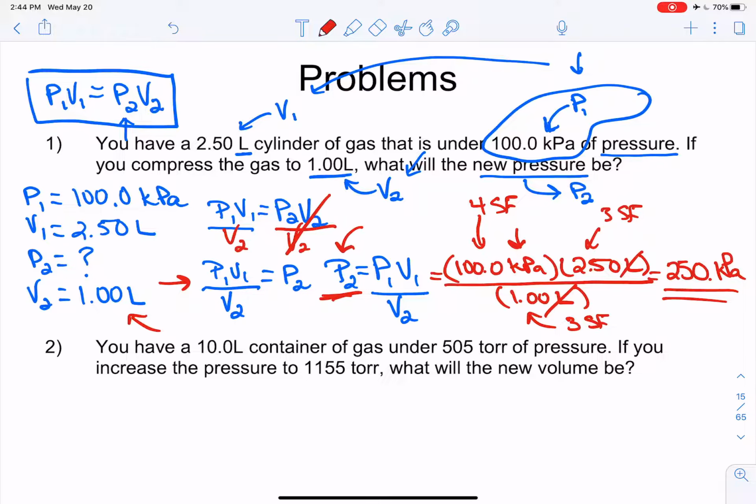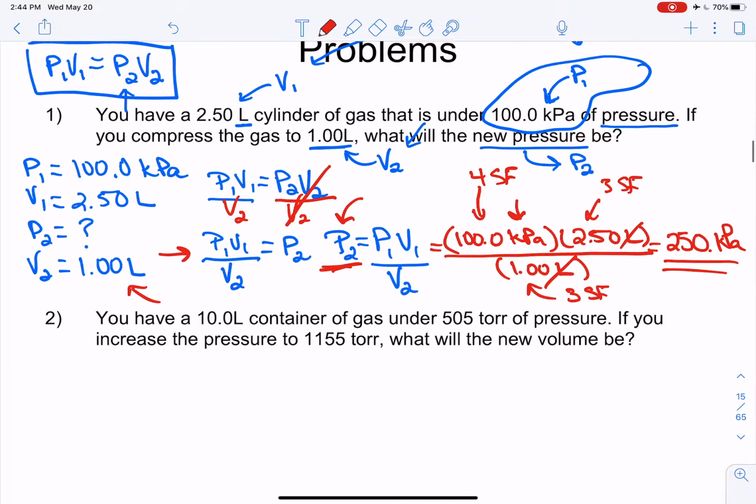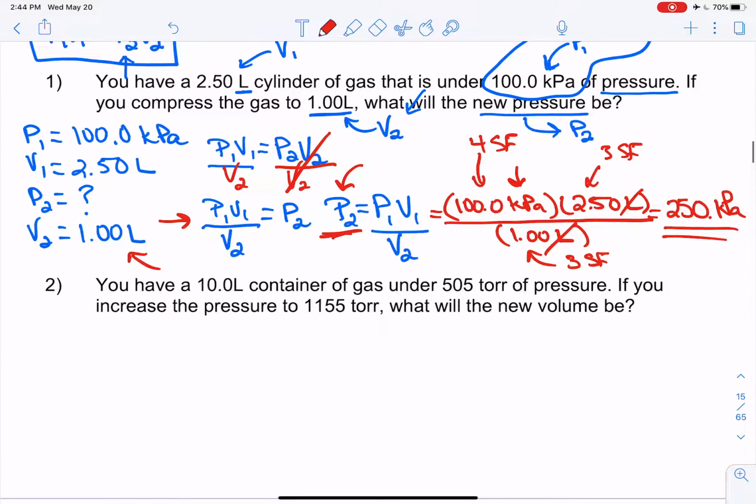Alrighty, number 2, you have a 10-liter container of gas under 505 torr of pressure. If you increase the pressure to 1155 torr, what will your new volume be? Okay, so since we are in the Boyle's Law part of the lesson, we can assume that we're doing P1V1 equals P2V2, but let's make sure we've got a couple of P's and a couple of V's.